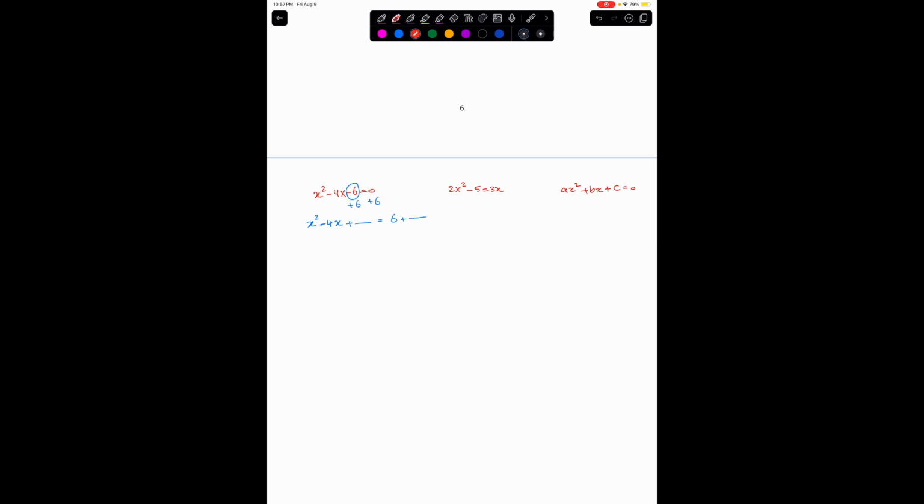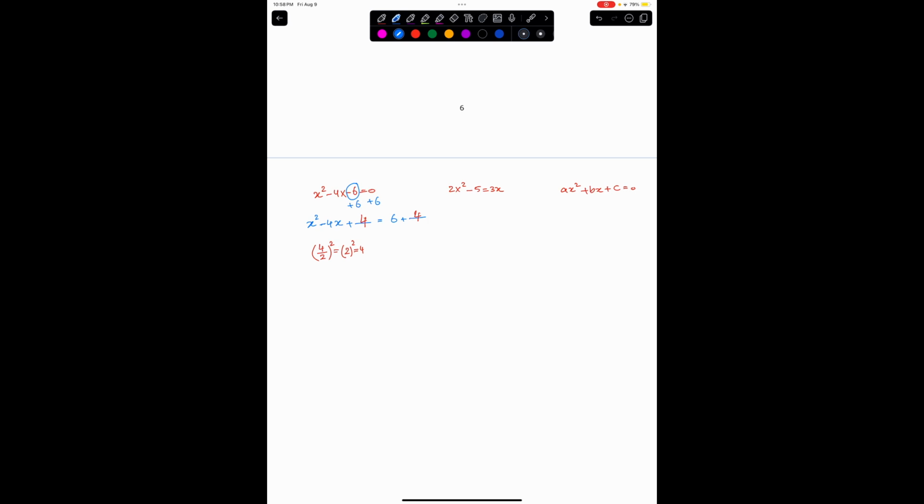We're going to take the 4. We don't worry about the sign. We cut it in half and then square it. So that exactly means you take the 4 and then you divide it by 2 first, because PEMDAS, you do what's inside the parentheses first and then the exponents. So that is 2 squared, which is 4, which means we're going to add 4 here. We're going to add 4 here.